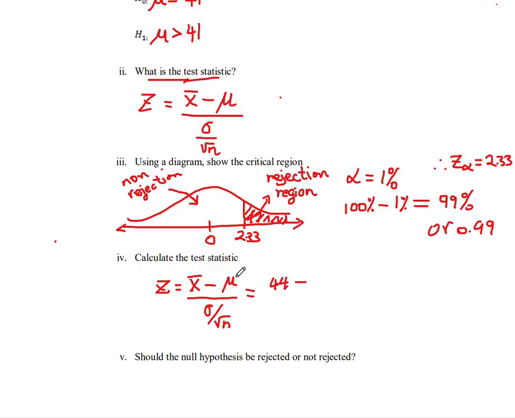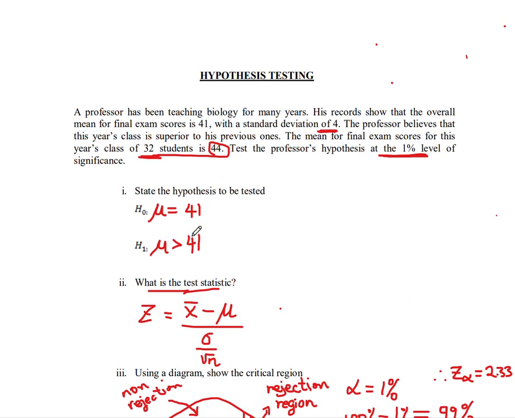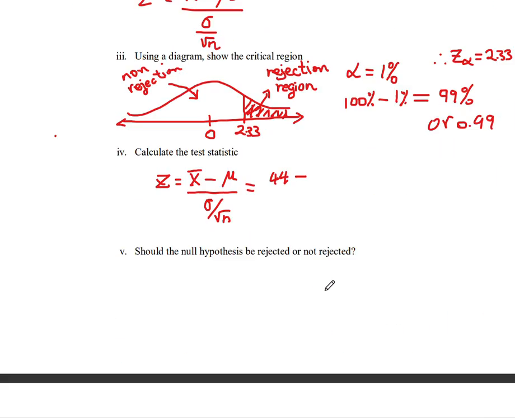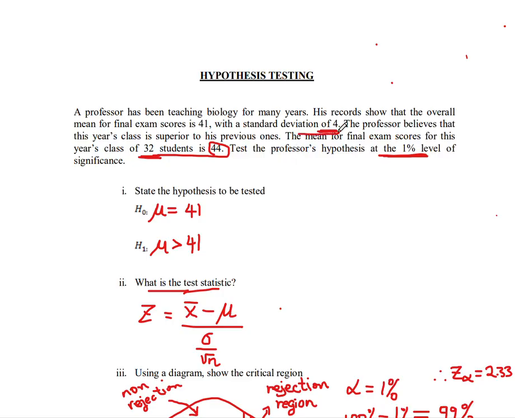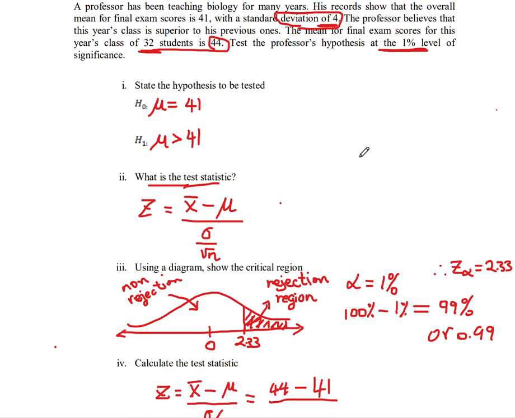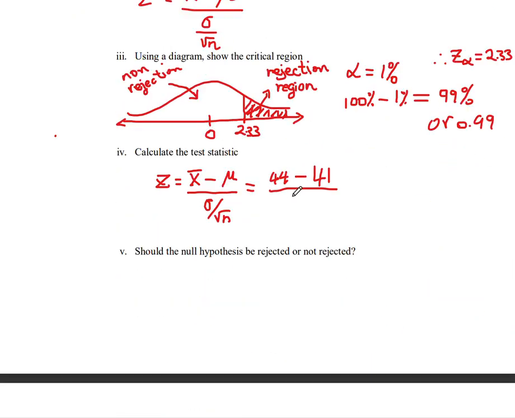Mu will always come from the null and alternate hypotheses, 41. The value in both the null and alternate hypothesis will always be the same. So it's going to be 41 for mu, divided by sigma, which is the population standard deviation here, and the population standard deviation is 4. So I place the population standard deviation there, divided by the square root of n.